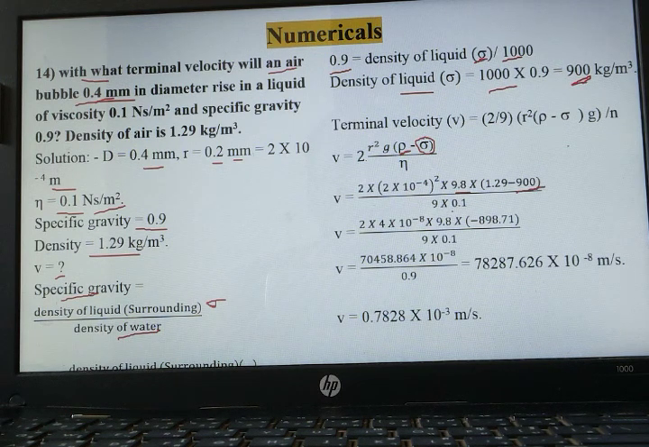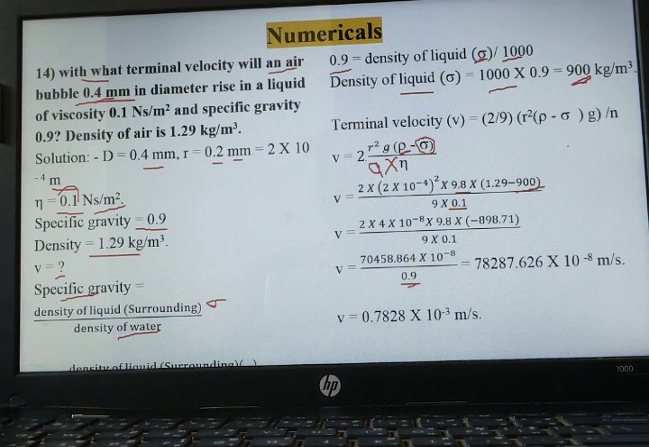So 9 into 10 raised to minus 9 is already there. Sorry, over here it should also be 9. The formula is 2 upon 9 r²g(ρ − σ) upon η. So 9 is there, into the coefficient of viscosity, which has been given as 0.1. If you subtract 1.29 minus 900, you will get minus 898.71. After multiplying all of these terms, you will get 7045.8 into 10 raised to minus 8.